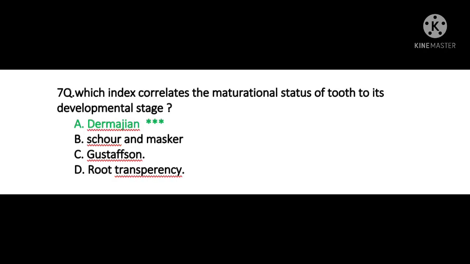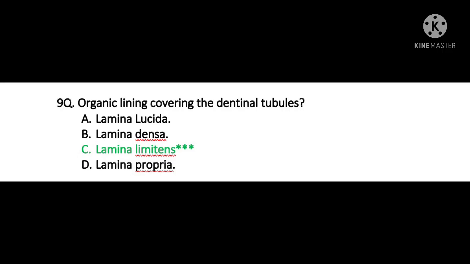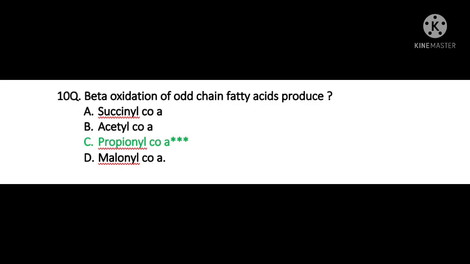Which index correlates the maturational status of the tooth to its developmental stage? Demirjian index. Ratio of mesiodistal width to height of crown of maxillary central incisor is 80%. Organic lining covering the dentinal tubules is lamina limitans. Beta oxidation of odd chain fatty acids produces propionyl CoA.